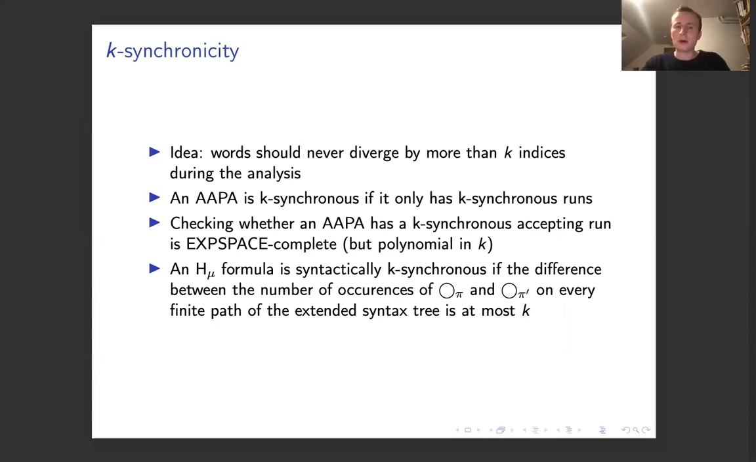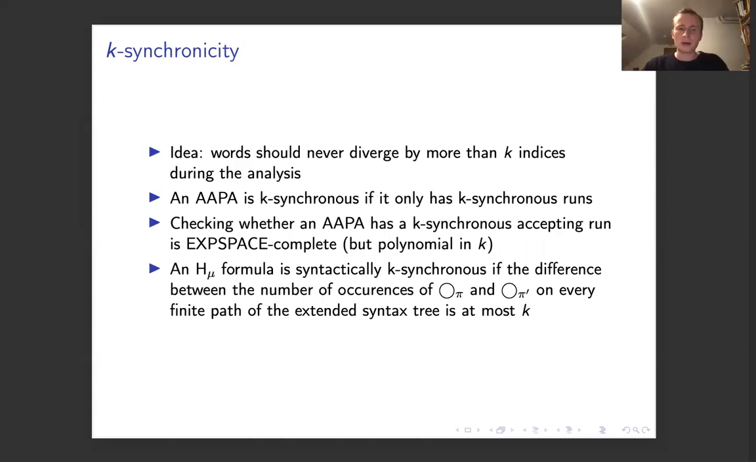And furthermore, this result is optimal because we have a matching hardness result. And it is great to notice here that the hardness is only due to the number of input words n, but not due to the synchronicity index k, meaning if we fix the number of input words but increase the k, the synchronicity index, then the blowup is only polynomial but not exponential.